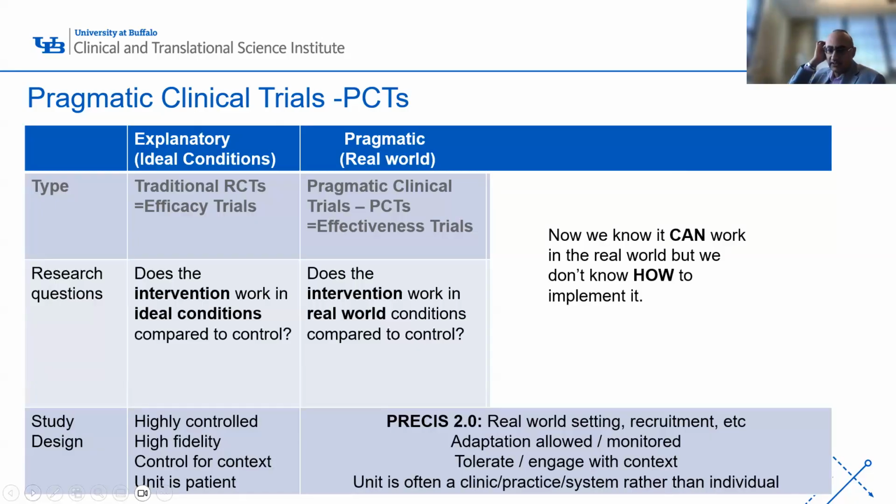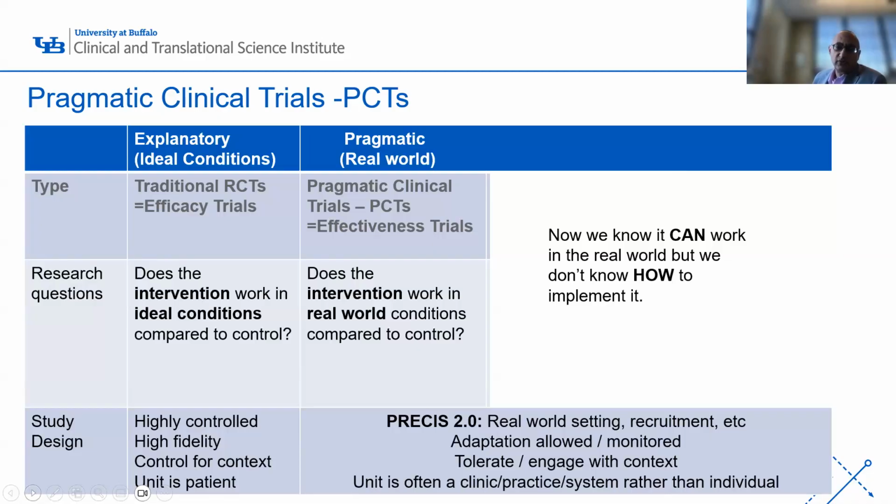So we'll talk a little bit later today about how adaptation needs to be embraced and can be monitored, reported and recorded. So that's adaptation. And the other thing is controlling for context in traditional RCTs. Again, in pragmatic trials, we're trying to do this work in a messy context. We can't control for it. We have to embrace it.